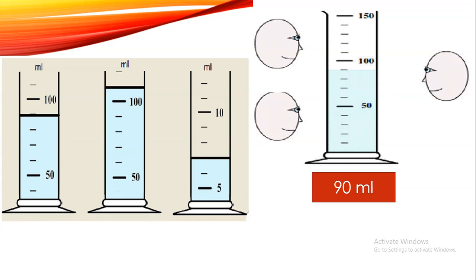Find the volume of these liquids, starting with this one here. 5, 6, 7. So this one is 7 milliliters. Its volume is 7 milliliters. What about this one?